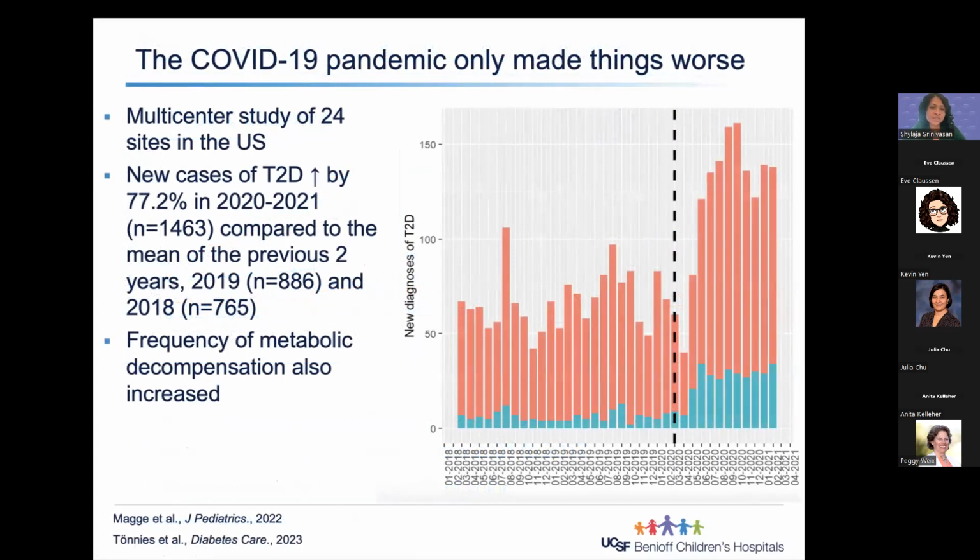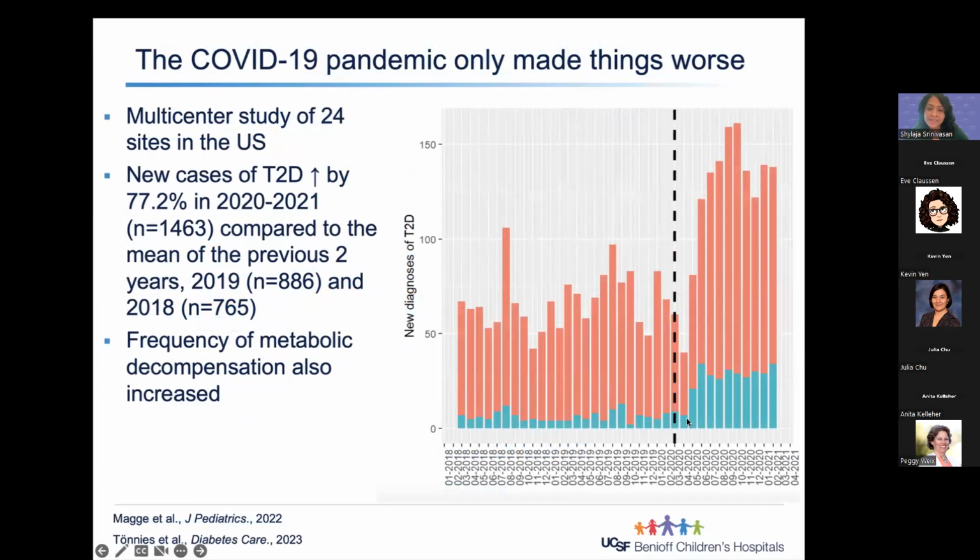So this is a multi-center study of 24 sites in the United States, including UCSF, and has data both from Children's Oakland and San Francisco sites. And we found that new cases of type 2 diabetes increased by 77.2% in 2020 to 2021 compared to the mean of the previous 2 years.